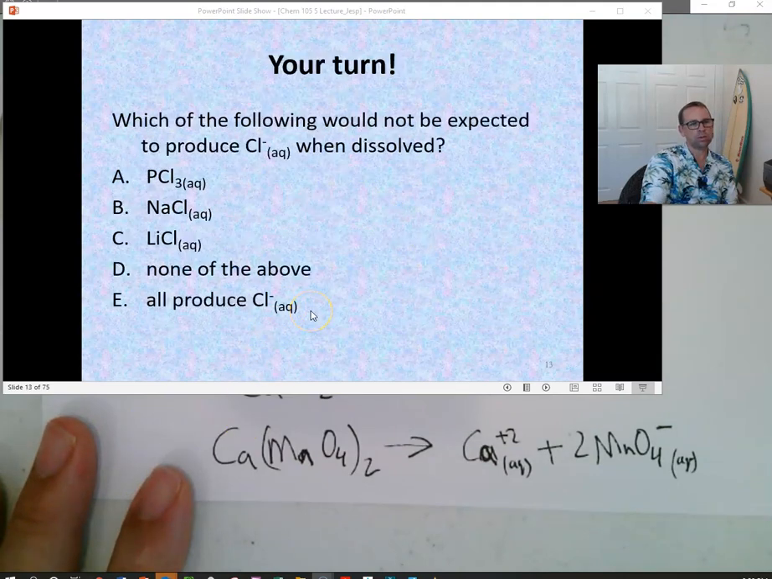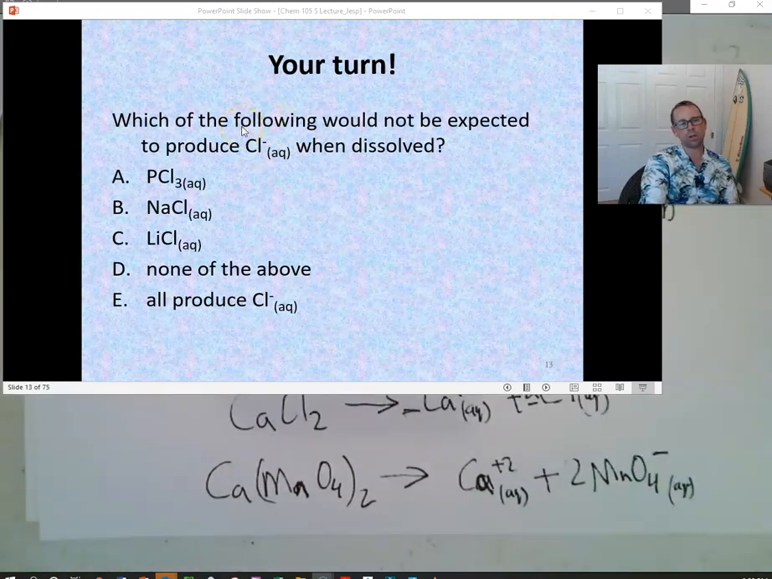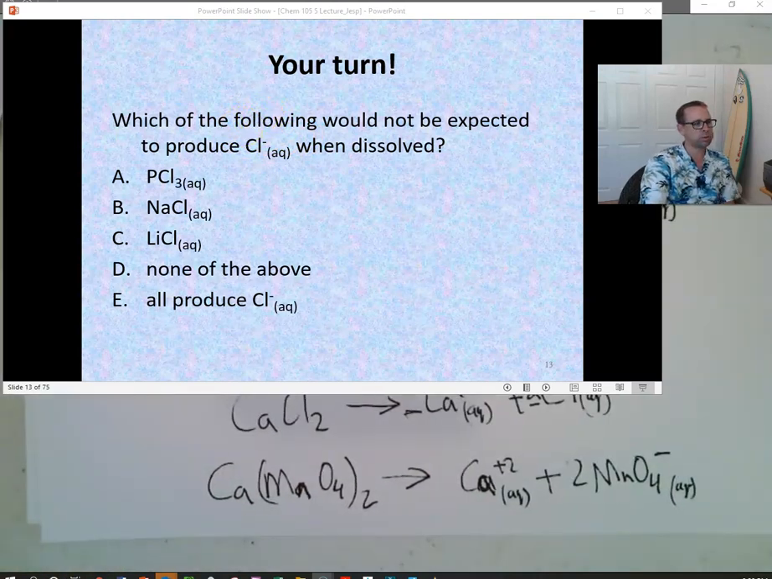So, which of the following would not be expected to produce a chloride ion when it dissolves in solution? Okay. What do you think?